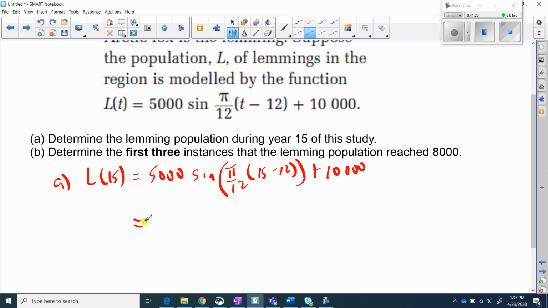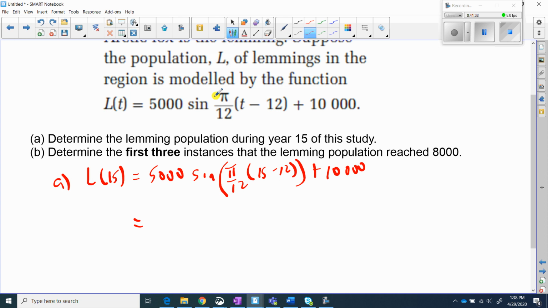So I've got to figure out what this is. One thing we should check is what do you think we're in, radians or degrees? I'd say based on this, we're in radians. Make sure your calculator is in radians, and let's figure out what this will give us.